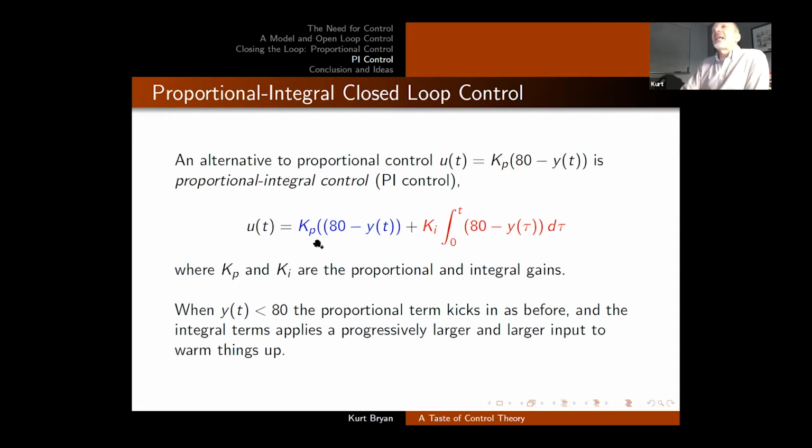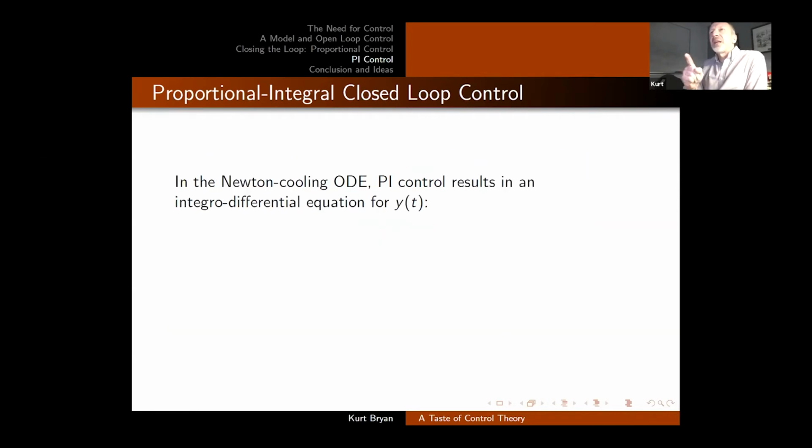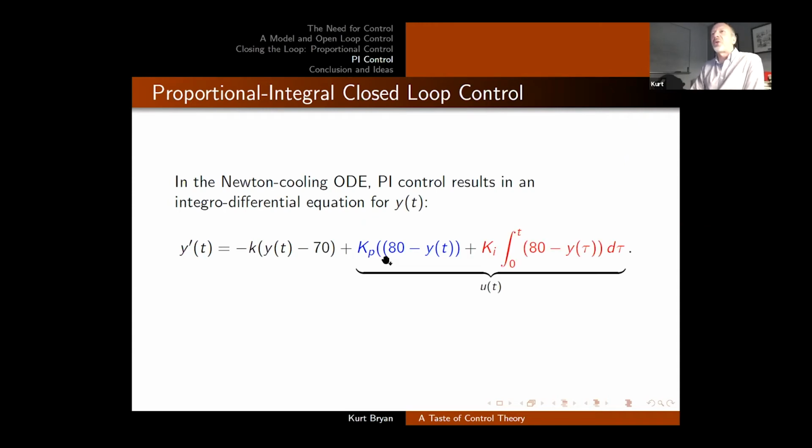What will the solution to Newton's law of cooling do with this control function in there? Well, you take this control function and you jam it into the control DE that was Newton's law of cooling. Watch what happens. The Newton cooling ODE ends up looking like y prime equals, this is the usual Newton's law of cooling, here's the proportional control, and in red is the integral contribution to the control function. What I have just written down is an integral differential equation for y of t.